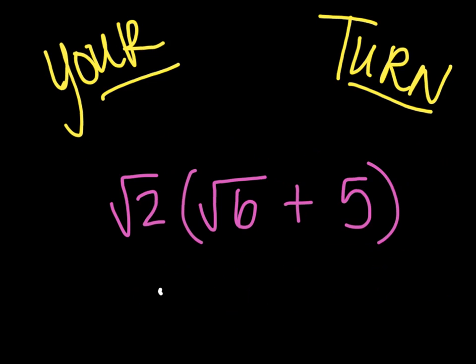All right, you should have gotten 2 square root of 3 plus 5 square root of 2.